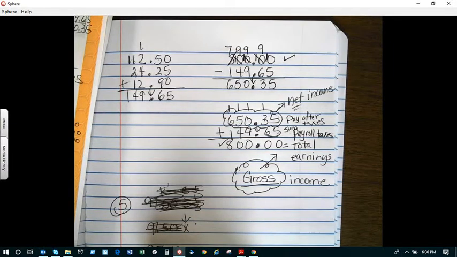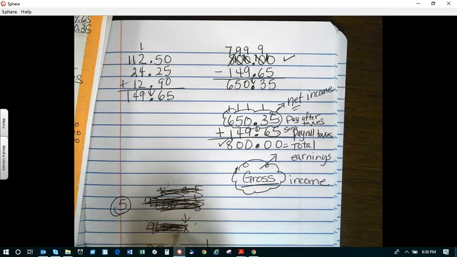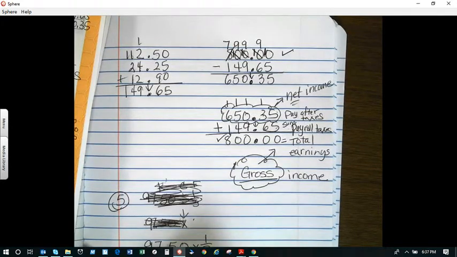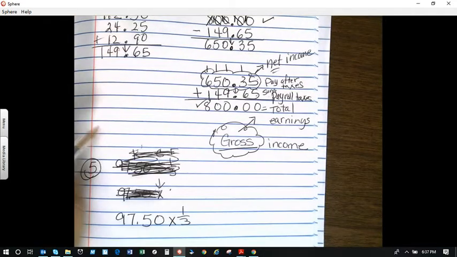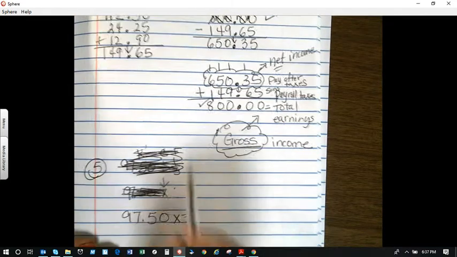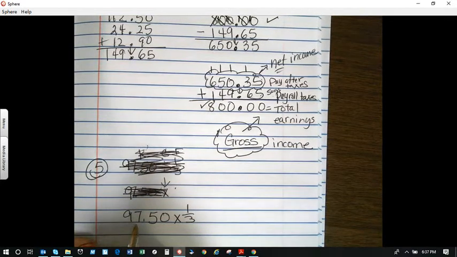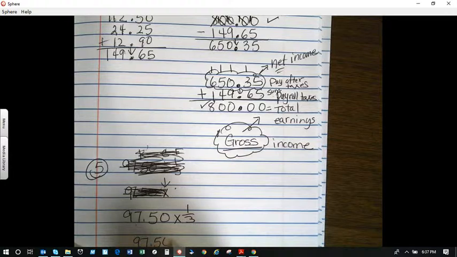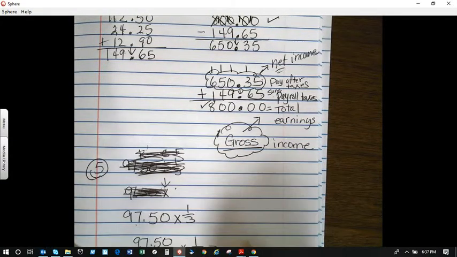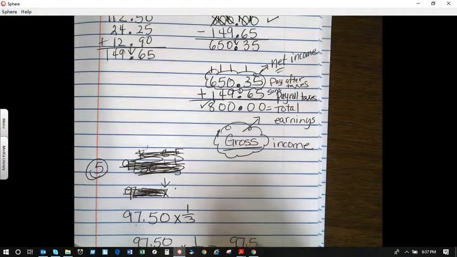$97.50 times 1/3. My mistake. Because I'm going to take 1/3 of, oops, where am I at? I had to check myself real quick. Because I'm going to take 1/3 of the $97.50. So now I have $97.50 over 1 times 1/3 equals $97.50 over 3.